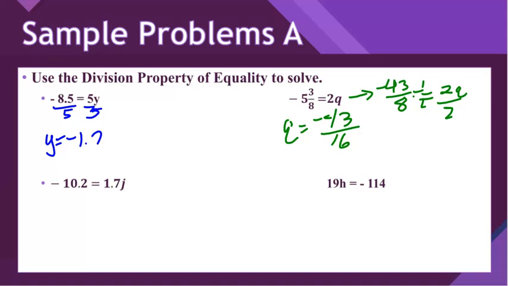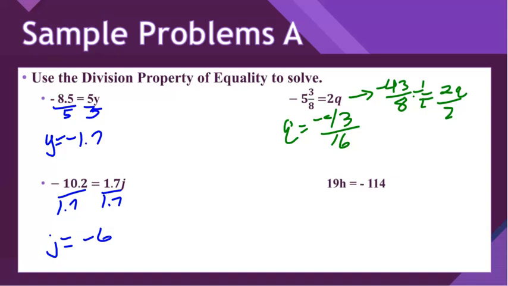Next, I have negative 10.2 equals 1.7j. The opposite of multiplying by 1.7 is dividing by 1.7. Now, on the calculator, I can do negative 10.2 divided by 1.7. If you were to show your work on that, you would have to multiply both numbers by 10, so you're not dividing by a decimal. But j would equal a negative 6.